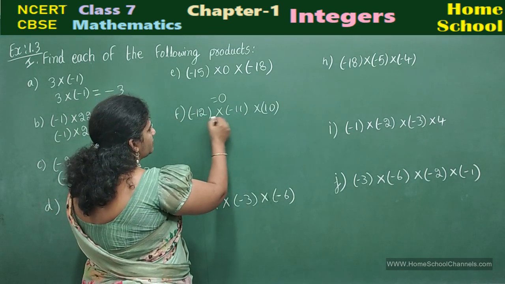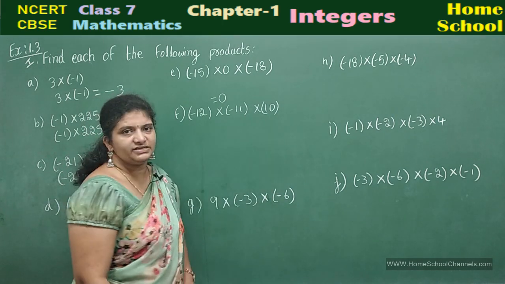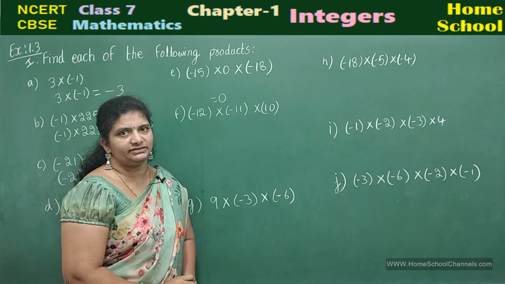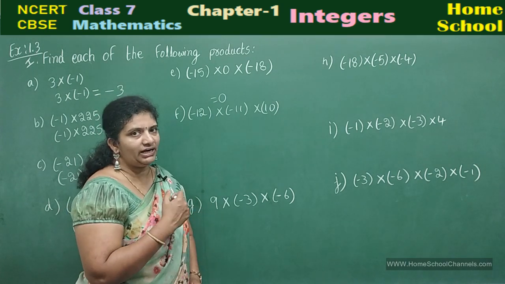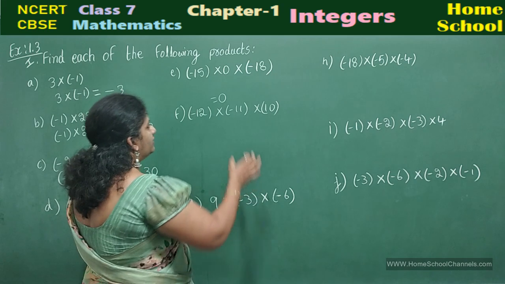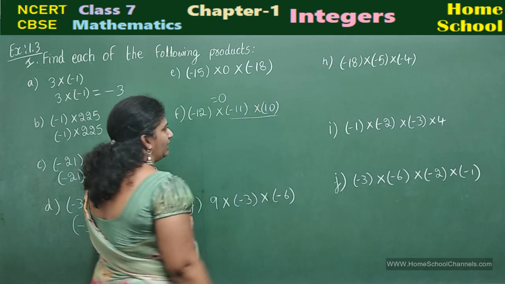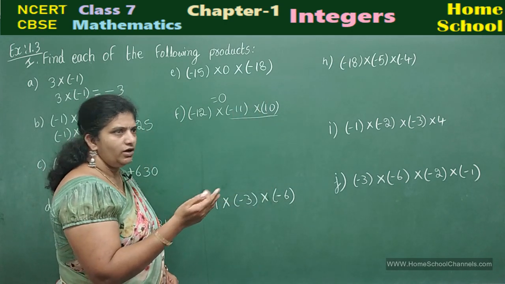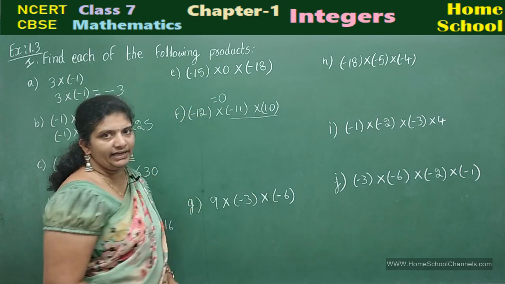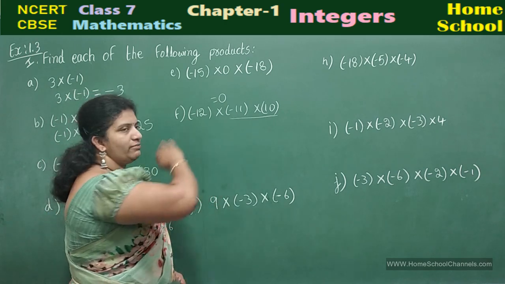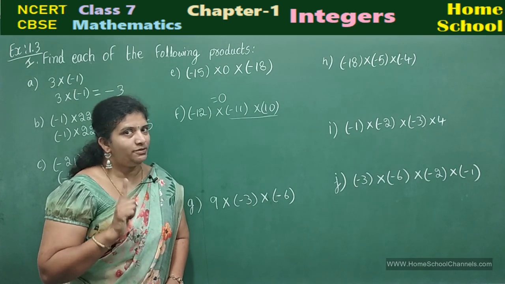F. Minus 12 into minus 11 into 10. You have 3 integers, product of 3 integers. Okay, select any 2 first, then the third one you can multiply with the product. Okay, so here 10, 10 is very simple, right? Any two of your choice. Okay, 12 and 11, minus 12 and minus 11 you can multiply, and the result you can multiply with 10, or you can multiply those two and then multiply this one. Any way you can enjoy mathematics, but you should know the concept properly.